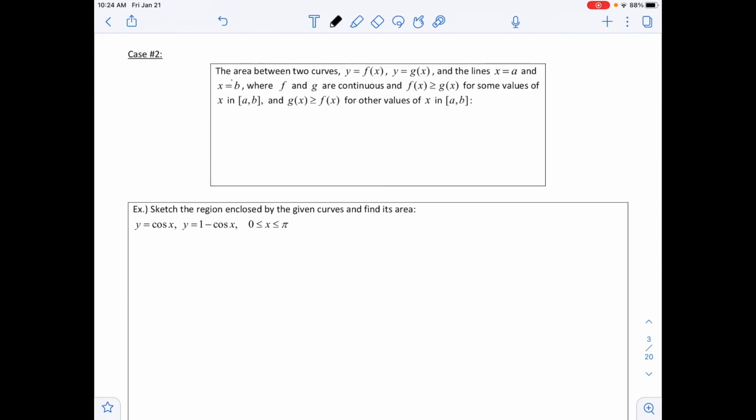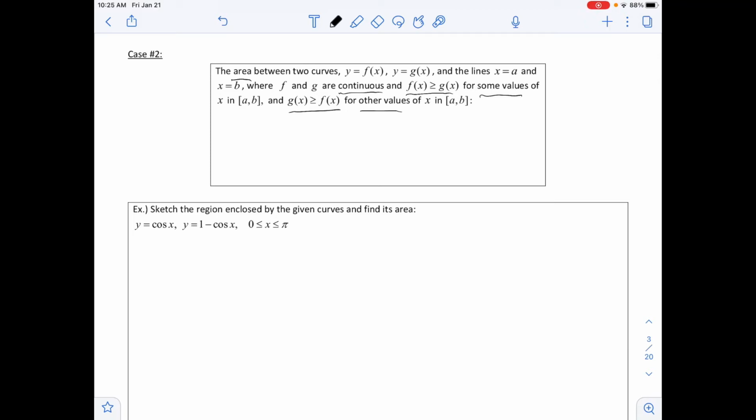Case 2 says the area between two curves y equals f of x and y equals g of x, and the lines A and B, where f and g are continuous, and f of x is greater than or equal to g of x for some of the values, not all of them, but for some of the x in that closed interval from A to B. And then g of x is greater than or equal to f of x for other values in that interval from A to B. So what happens here is those graphs are going to cross, they intersect somewhere between that interval from A to B, and they switch from one being greater than the other.